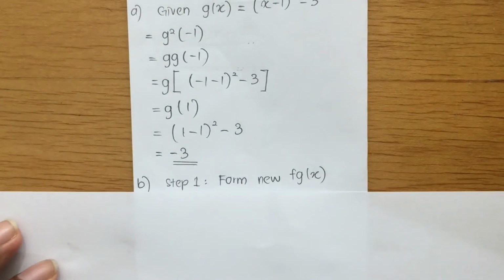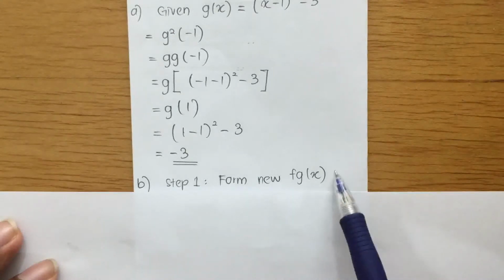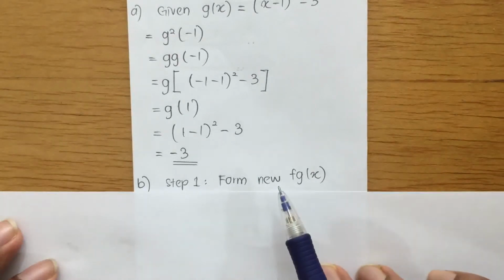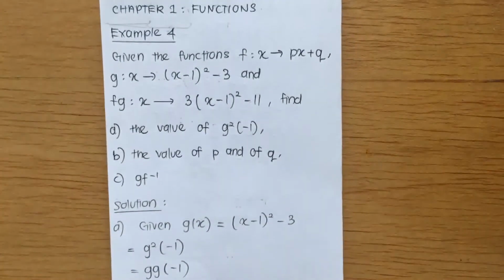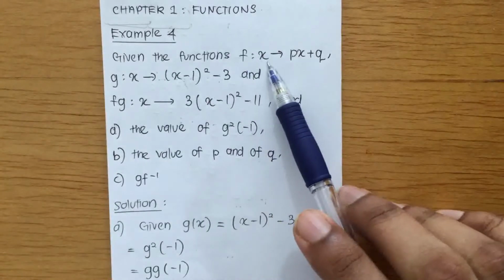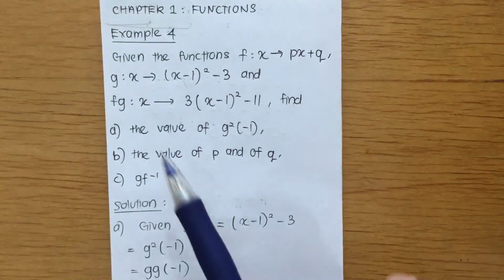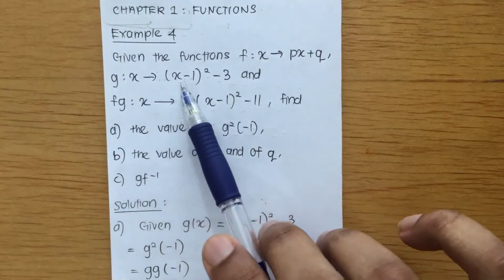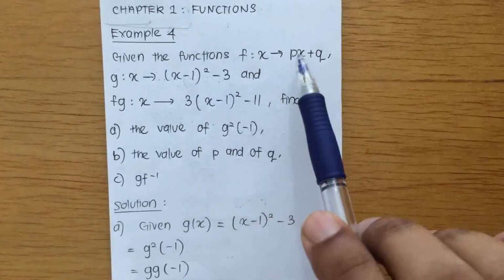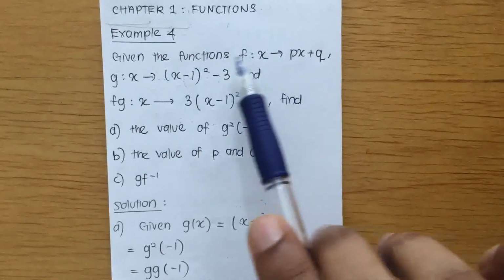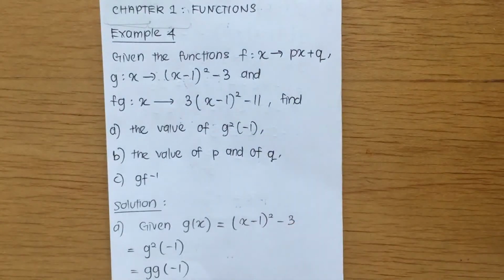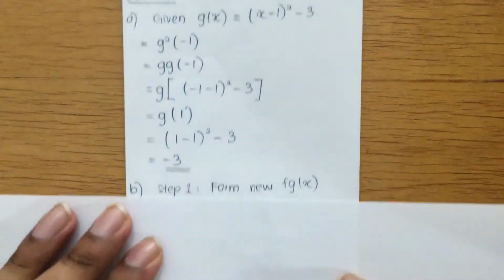To find the value of p and of q, the first step we need to do is form the new fg(x). So how to form the new fg(x), guys? Remember that in the question, they already give you f(x) = px + q, and g(x) = (x - 1)² - 3. So we're going to form the new fg(x) based on the given f(x) and g(x) functions. Let us continue to the working.